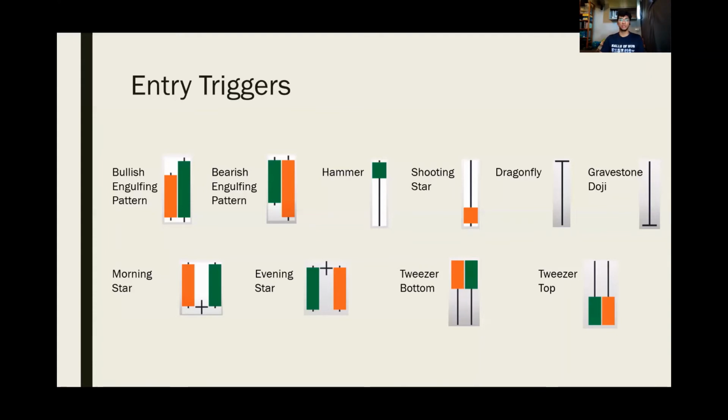Next up, we have the tweezer bottom. So this shows price rejection that has happened twice, which is a sign of strength.